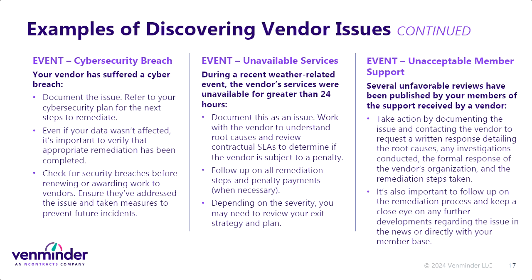On this slide, we're showing you 3 specific examples of what are definitely vendor issues. 1, a cybersecurity breach, 2, unavailable services, or 3, unacceptable member support. Each of these should be identified and documented as an issue. With each of these, you're going to need to work directly with your vendor to understand the impact, to understand their remediation plan, to understand the actions that they're going to take to improve the service level, if it was a service level.